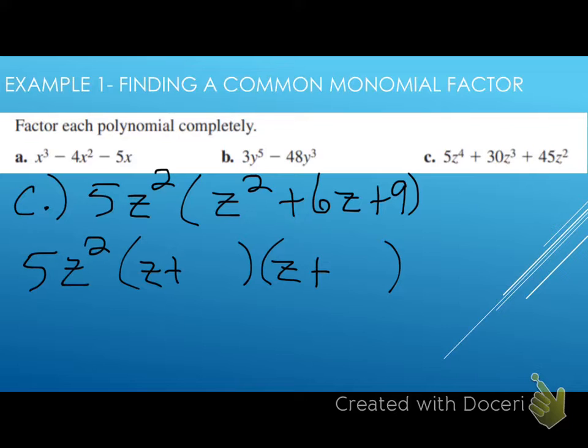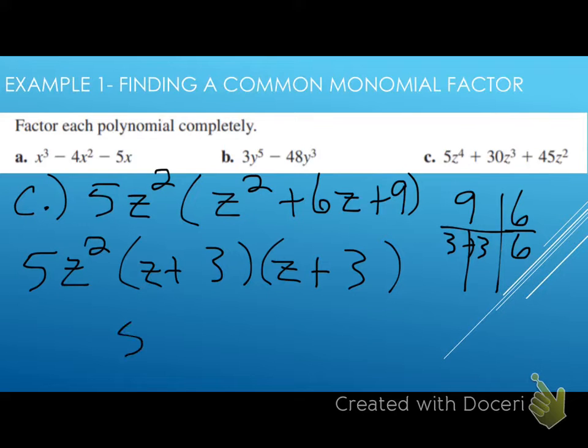Okay, T-chart. What goes in the first spot of the T-chart? 9. Second spot? Looking for two numbers that multiply to give me 9, add to give me 6. What's two numbers that multiply to give me 9? 3 and 3. 3 times 3, 9. 3 plus 3, 6. Are those the two numbers I want? Yeah, they are. So z plus 3, z plus 3. Can any of my polynomials be factored any further? No. Okay, let's write it a little nicer. How can I write z plus 3 times z plus 3?